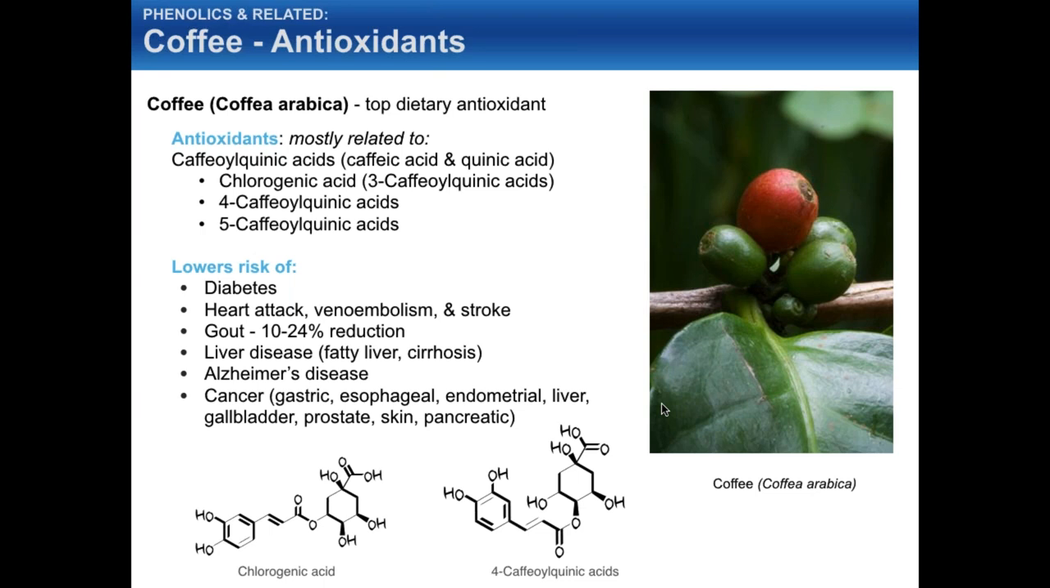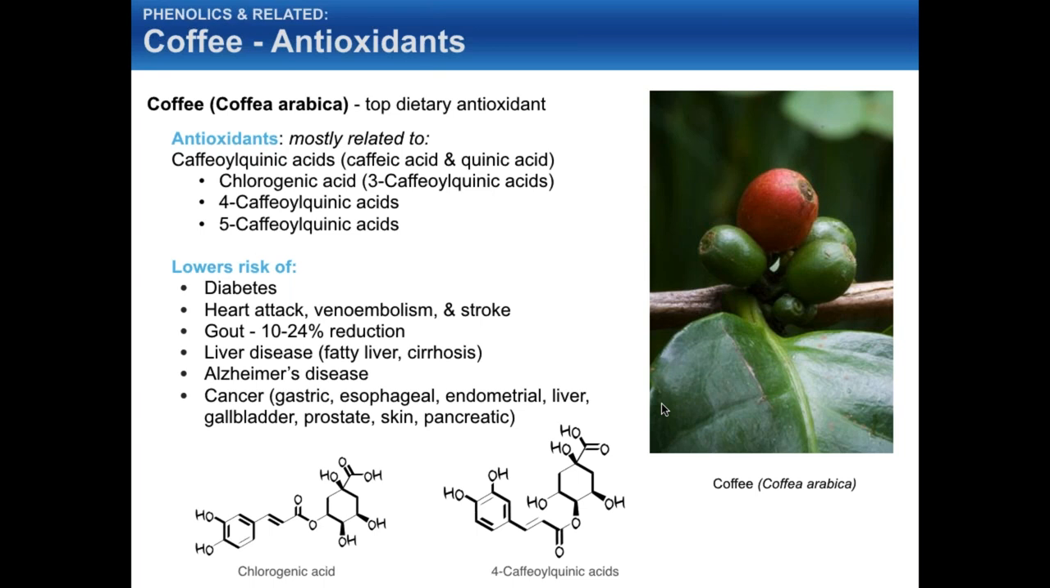And then finally, coffee has a really significant effect on reducing the risk of a whole bunch of different cancers. A lot of these are in the digestive tract, like gastric cancer, so stomach cancer and esophageal cancer. Some of these are related to the endometrium, so some female cancers. Also liver, gallbladder, prostate, even skin. Somehow those little coffee compounds end up helping prevent skin and also pancreatic cancer. So lots of really great things that coffee does. A lot of the research is showing that drinking somewhere between 3 and 5 cups is where people get maximum benefit in some of these studies.